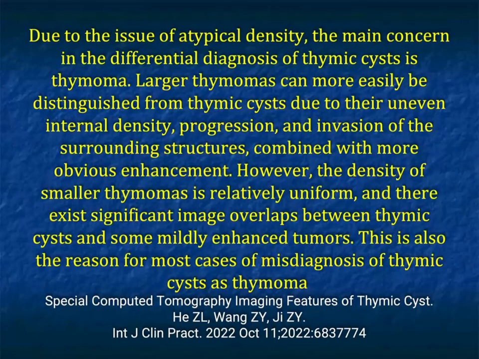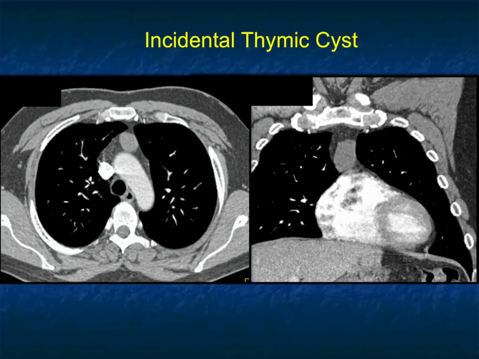Again, larger thymomas can be distinguished due to their uneven enhancement, but sometimes thymomas, particularly when they're well-defined and less aggressive, can have cystic components, and there is overlap. And that's why there are times patients will get surgery for what seems to be a thymic cyst in retrospect, but up front it was very, very concerning for a thymoma.